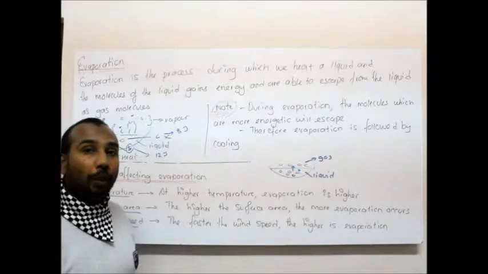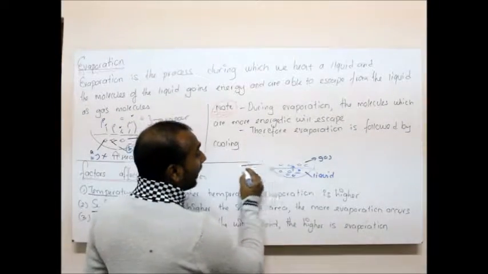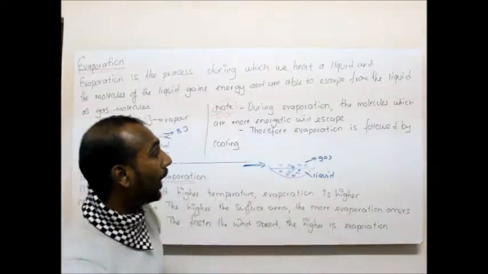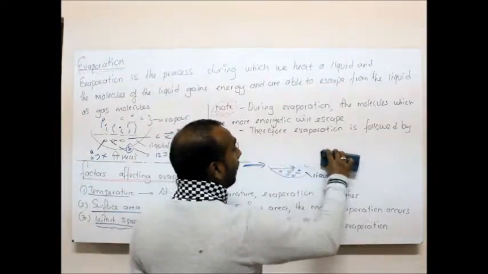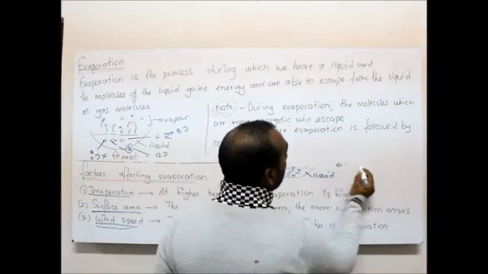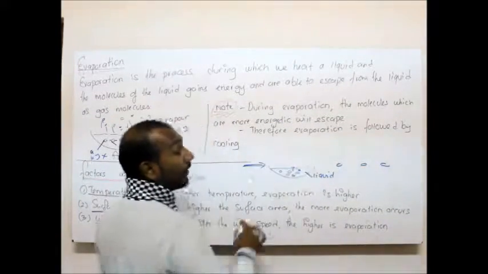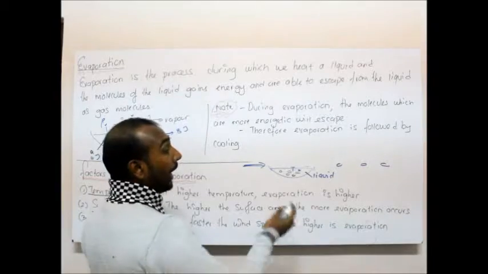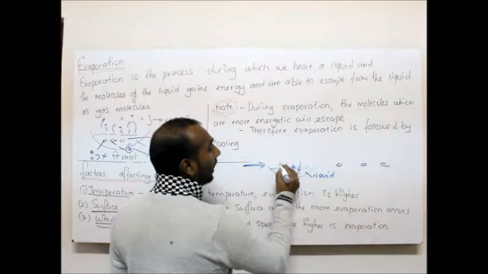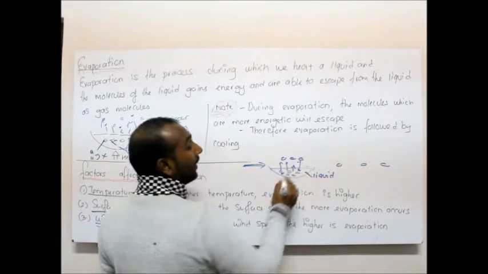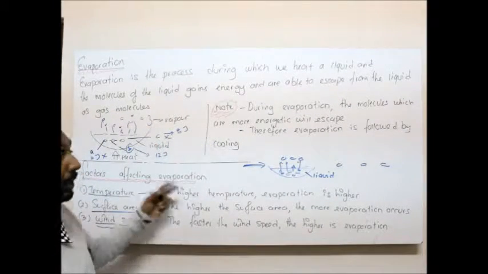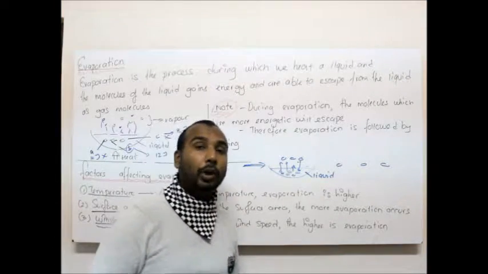Therefore, evaporation will stop. But now, let's consider that there is a wind which is blowing. What will the wind do? It will carry away all the particles of the gas. The particles will be blown away. On the surface of the liquid, there will now be space. It will create room for more molecules of the liquid to escape to the surface. And this is why when you increase wind speed, there will be more evaporation.